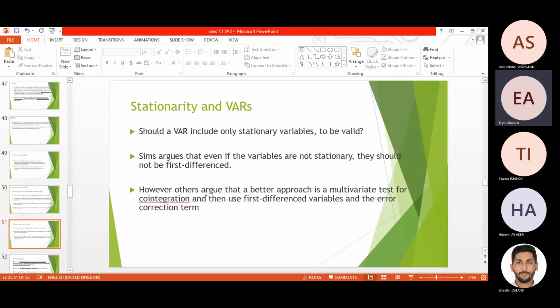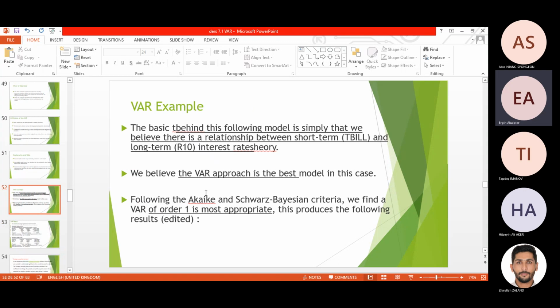Stationarity and the VAR: we are going to question, should a VAR include only stationary variables to be valid? Sims argues that even if the variables are not stationary, they should not be first differenced. However, others argue that a better approach is a multivariate test for cointegration and then to use first-differenced variables and the error correction term.